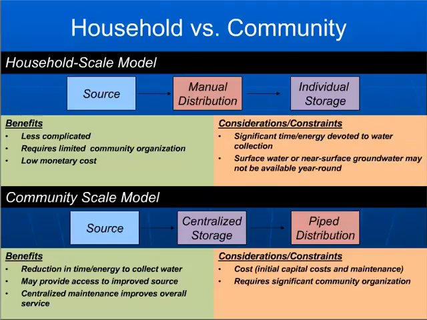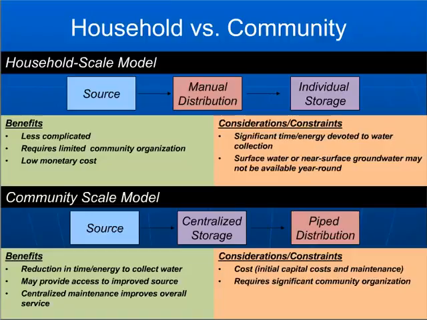So that can be an important issue to overcome. As far as the community scale goes, the obvious benefit is related to a reduction in the amount of time and energy that it takes to collect water. It's also possible, perhaps, to provide access to an improved source. So rather than having people collect water from a surface water stream, it may be possible to identify the source of that stream or a spring and connect a better source up to the community.